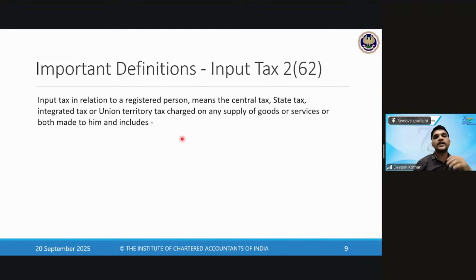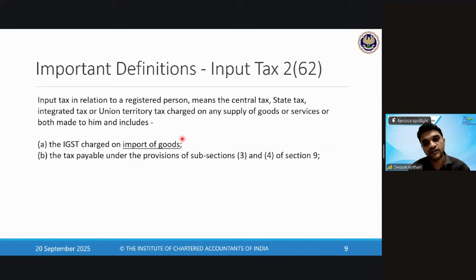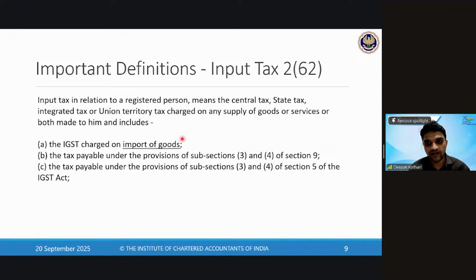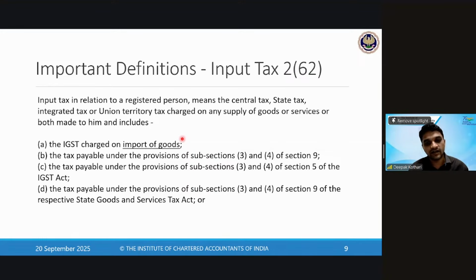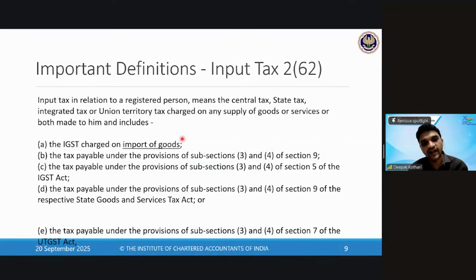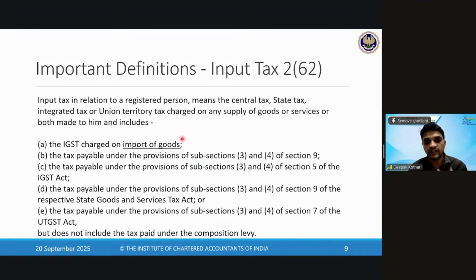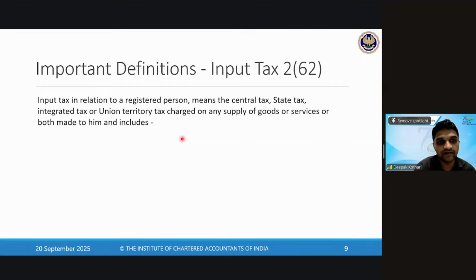Next, input tax in relation to a registered person means, what is input tax? It would mean central tax, state tax, integrated tax, or union territory tax charged on any supply of goods or services made to him. And it includes IGST charged on import of goods, taxes payable under provisions of 9(3) and 9(4), tax payable under 5(3) and 5(4) of the IGST Act, tax payable under 9(3) and 9(4) of the SGST Act, and tax payable under section 7 of the UTGST Act. It has become very big. We'll break it up and discuss one by one.